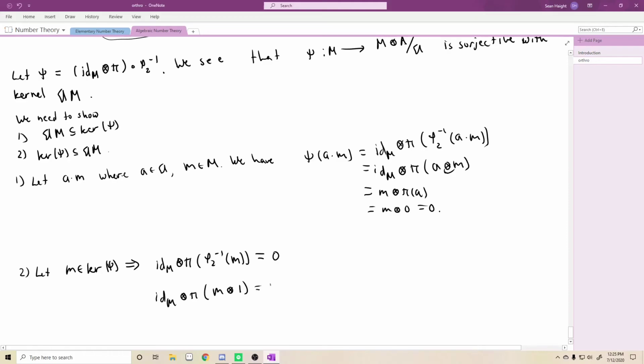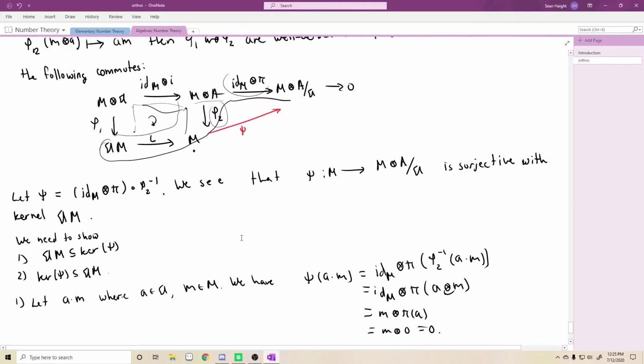Okay. And now at this point, I'm going to use the fact that this sequence is exact.